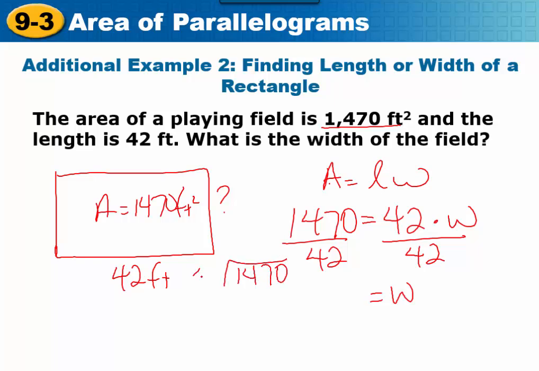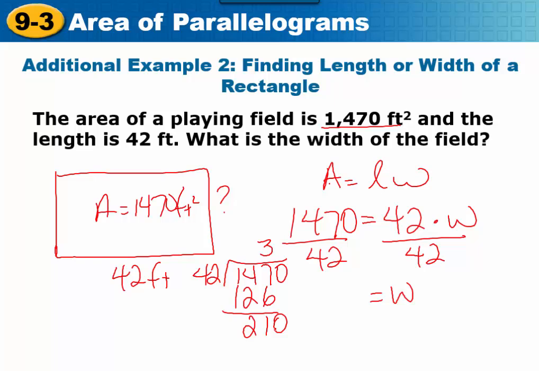1470 divided by 42. Well, let's see, 42 doesn't go into 1. Doesn't go into 14, but it does go into 147. And I bet it goes about 3 times. Okay, so 3 times 2 gives us 6. 3 times 4 gives us 12. We subtract. We get 1, 2, bring down our 0.